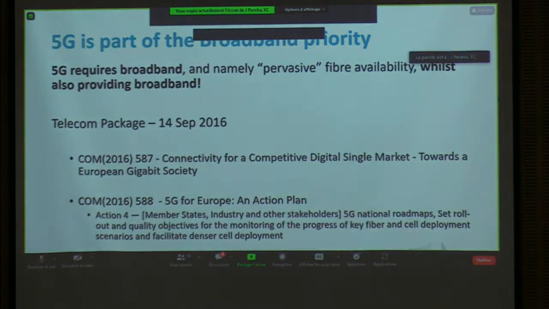5G is part of the broadband priority. The 5G action plan was part of the 2016 telecom package, which included as well the communication on towards the European Gigabit Society. So the European Gigabit Society is to be seen in parallel with the 5G deployment. 5G is for wireless connectivity, and the Gigabit Society focuses more on the backbone aspects and broadband connectivity across Europe.